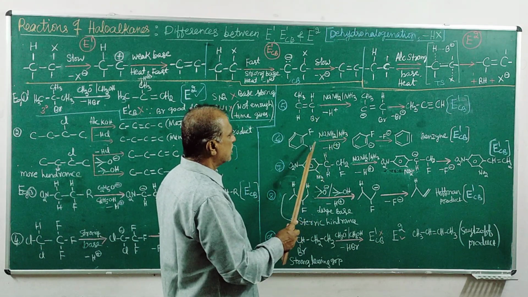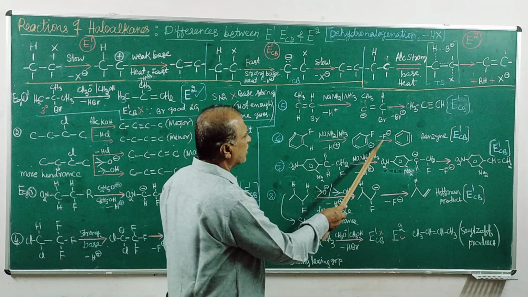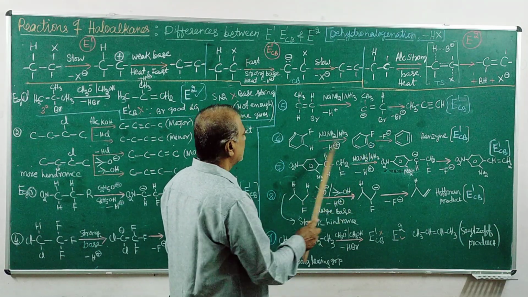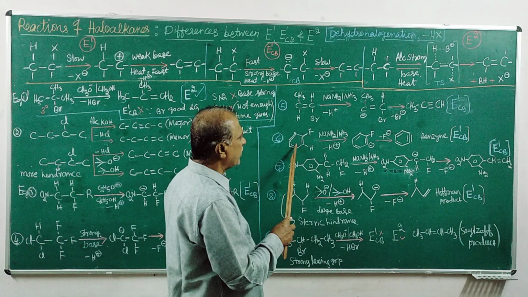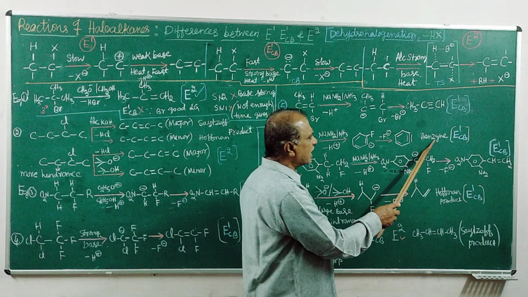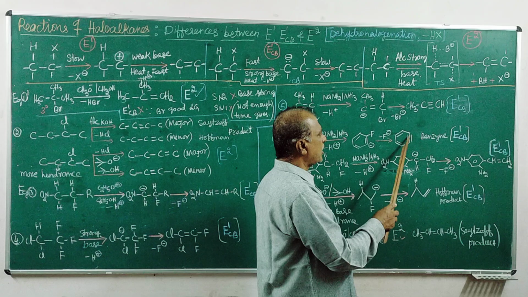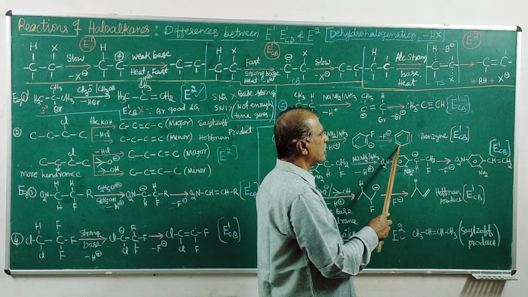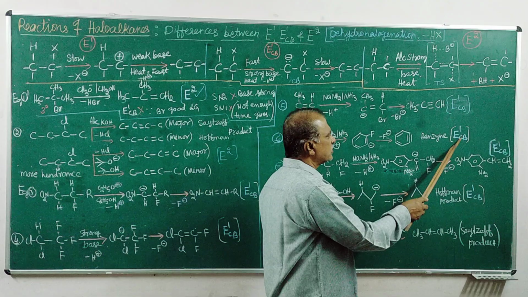Strong base, and this H is removed as H plus, and later F is removed as F minus. So the double bond becomes a triple bond. That is, a benzene derivative becomes a benzyne derivative. That is, one of them is a triple bond, and the remaining two double bonds alternate. Of course, it is called benzyne. It is the E1CB mechanism.